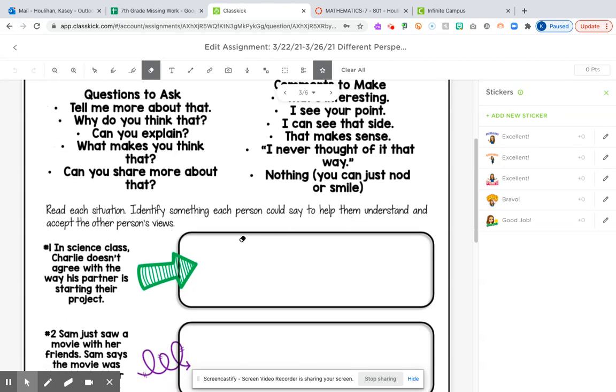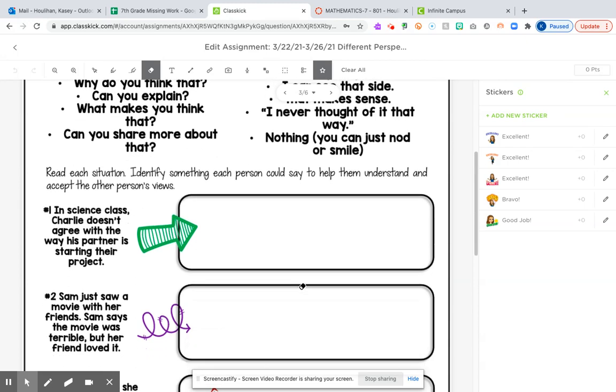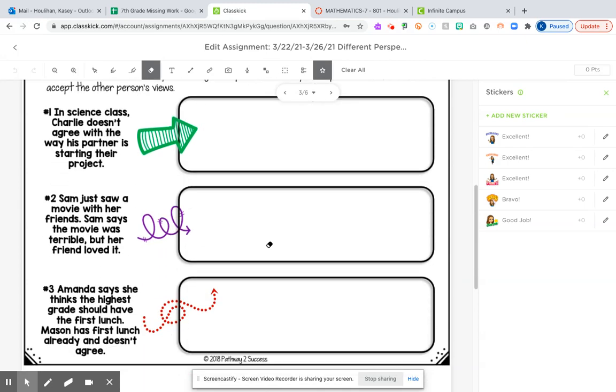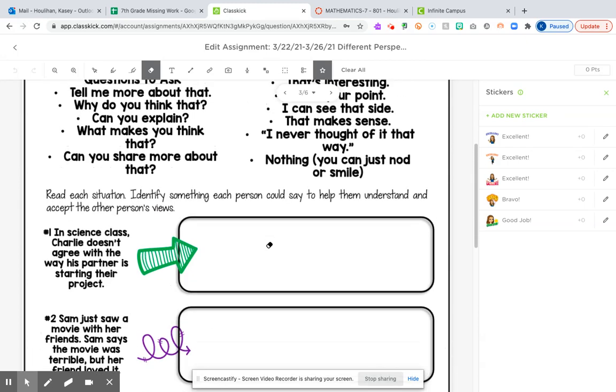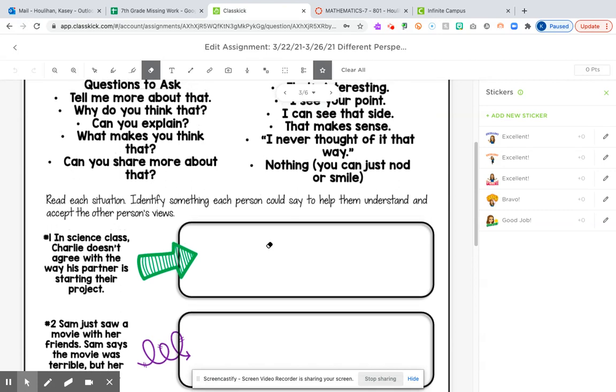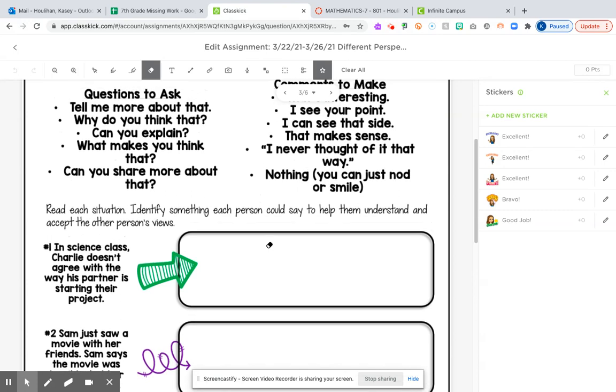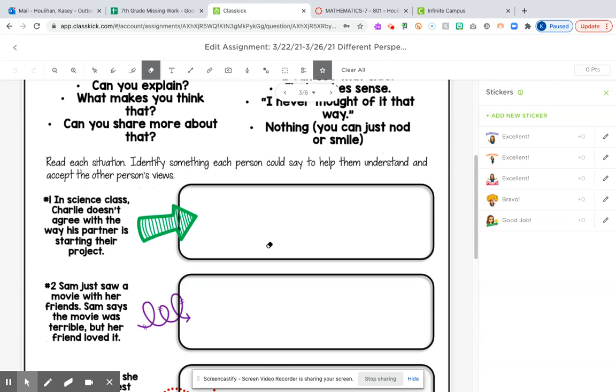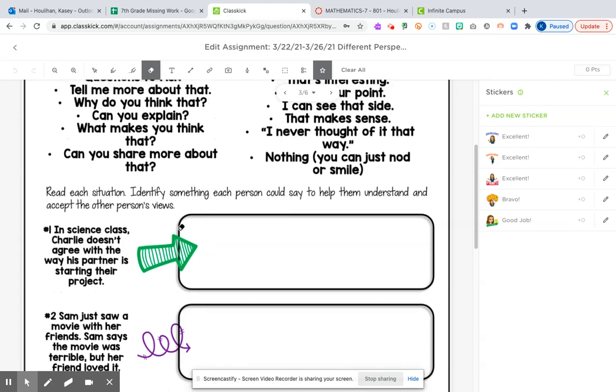So then for each situation, you're going to go through and say, what could you say to understand their perspective? All right, so in this first one, it says, in science class, Charlie doesn't agree with the way his partner is starting their project. So what could Charlie do if he doesn't agree?